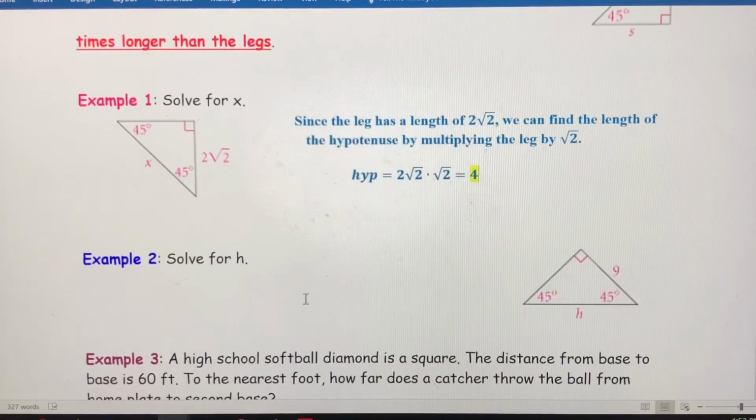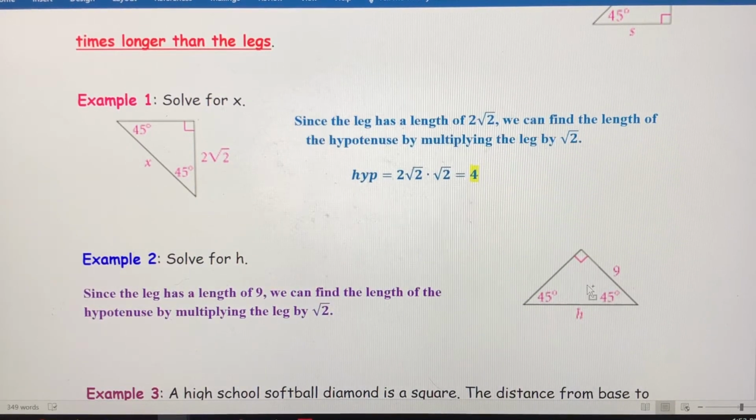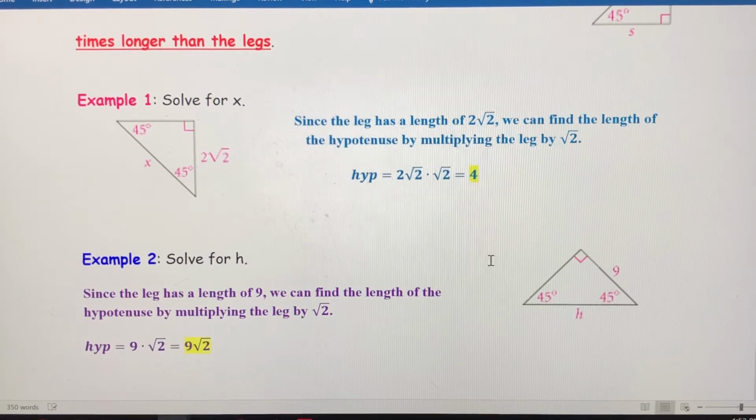Let's look at example 2. We want to solve for h. Again, we've got a 45, 45, 90 right triangle. The legs are both 9, so in order to find the hypotenuse, we're going to multiply by radical 2. Well, 9 times radical 2, we just mash those together and we get 9 radical 2.